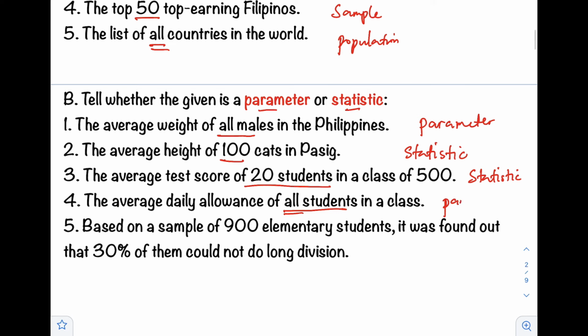This is a parameter. Then number five, based on a sample of 900 elementary students, it was found out that 30% of them could not do long division. So, this is a statistic.